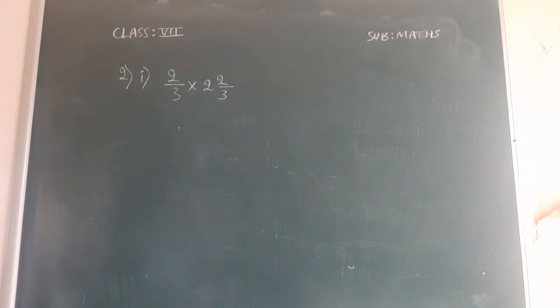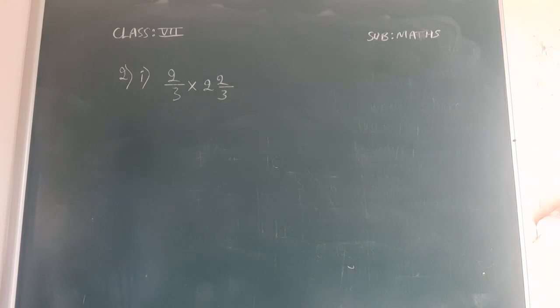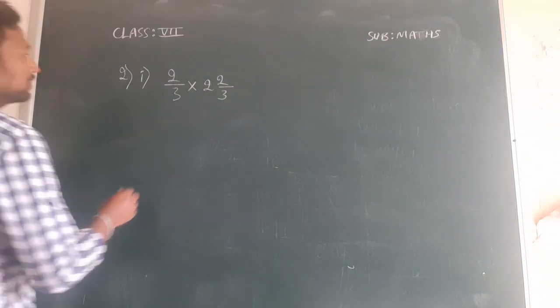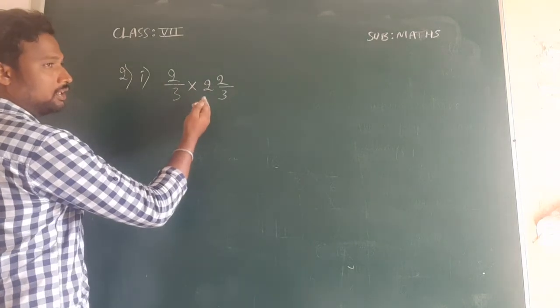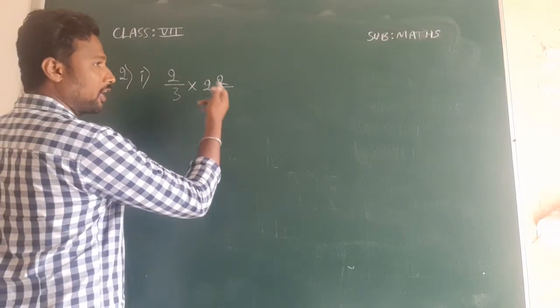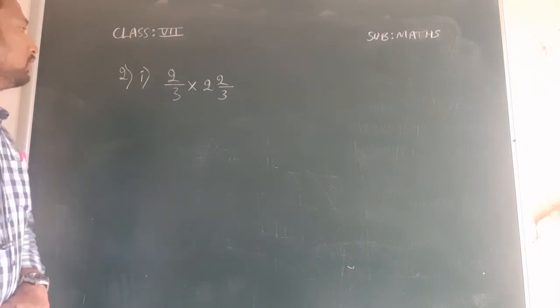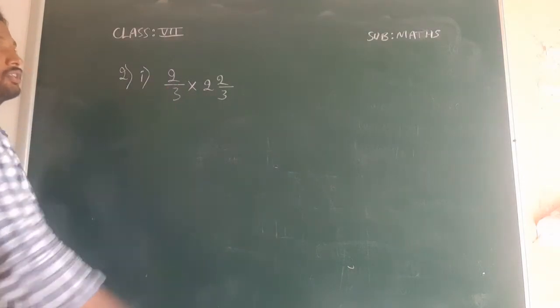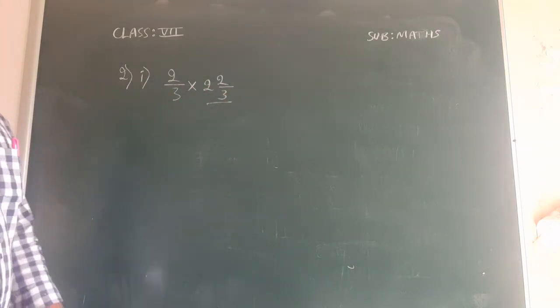So now we have to multiply, and if it is possible, we have to reduce it to the lowest form. Now you can see we have a mixed fraction here. So before multiplying this, we have to convert this mixed fraction to an improper fraction. Again I will repeat, before multiplying these two fractions, first you have to convert this mixed fraction to an improper fraction.